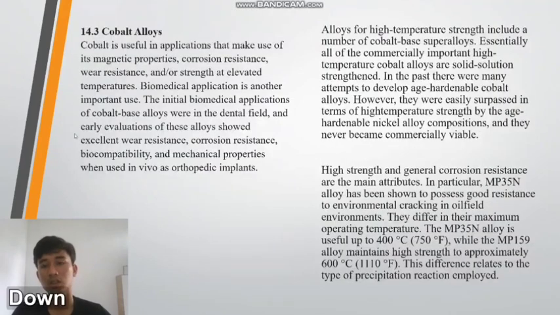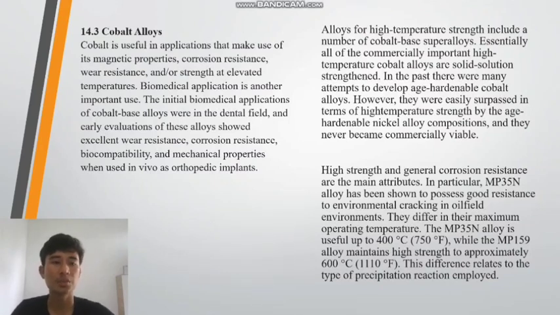Next, 14.3 cobalt alloys. Cobalt is useful in applications that make use of its magnetic properties, corrosion resistance, wear resistance, and strength at elevated temperatures. Biomedical application is another important use. The initial biomedical applications of cobalt-based alloys were in the dental field, and early evaluations of these alloys showed excellent wear resistance, corrosion resistance, biocompatibility, and mechanical properties when used as orthopedic implants.